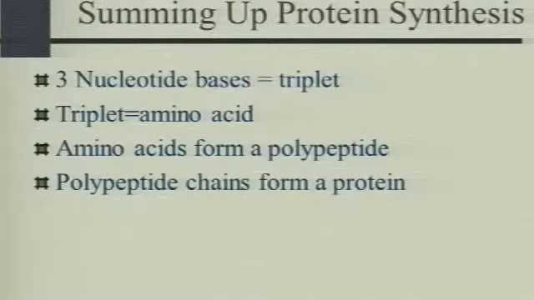Okay, I'll say it again. 3 of those nucleotide bases is the code. It's also known as a triplet. This triplet is a code for 1 amino acid. There's a whole list of triplets and what amino acids they represent in your book. Don't worry about it. I want you to understand that concept.